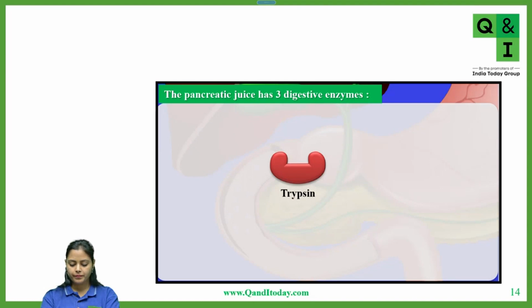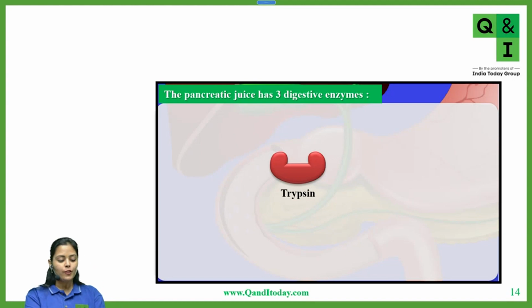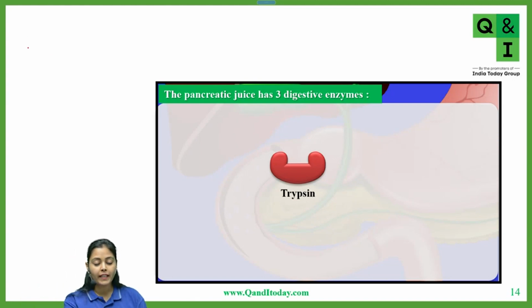Starch gets digested in mouth, proteins and lipids get digested in stomach, and overall starch, proteins and lipids get digested in the small intestine. Very good. So yes, from day one when we began digestion in humans, I had been repeatedly telling you that throughout the digestive system, you will only get to see digestion of three important molecules: starch, proteins, and lipids.